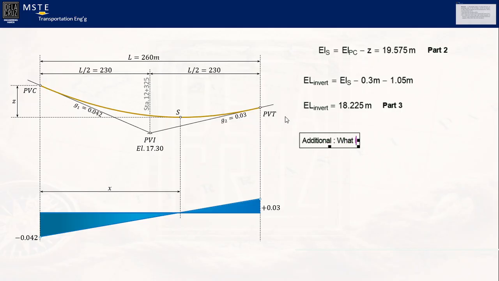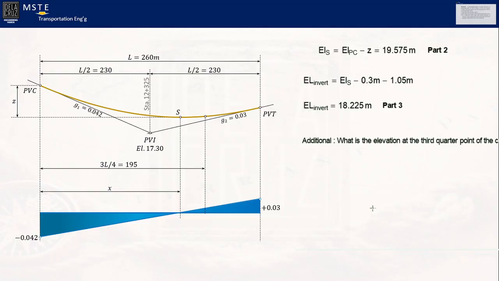What is the elevation at the third quarter point of the curve? Okay, additional problem. What is the elevation at the third quarter point of the curve? So basically, third quarter, that is 3/4 of the total length. Okay? So, somewhere here. So, 3/4 of the total length, that is 195 meters.